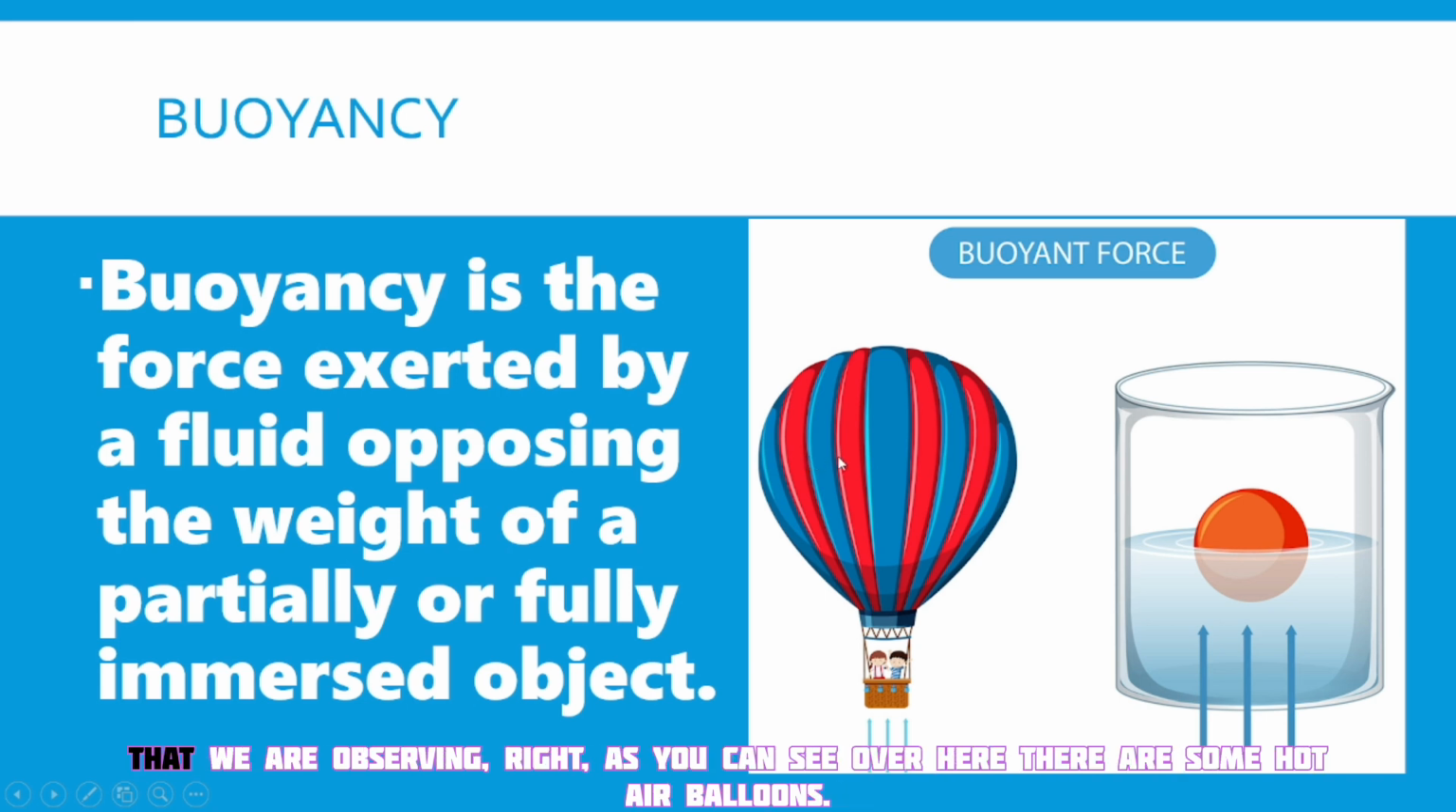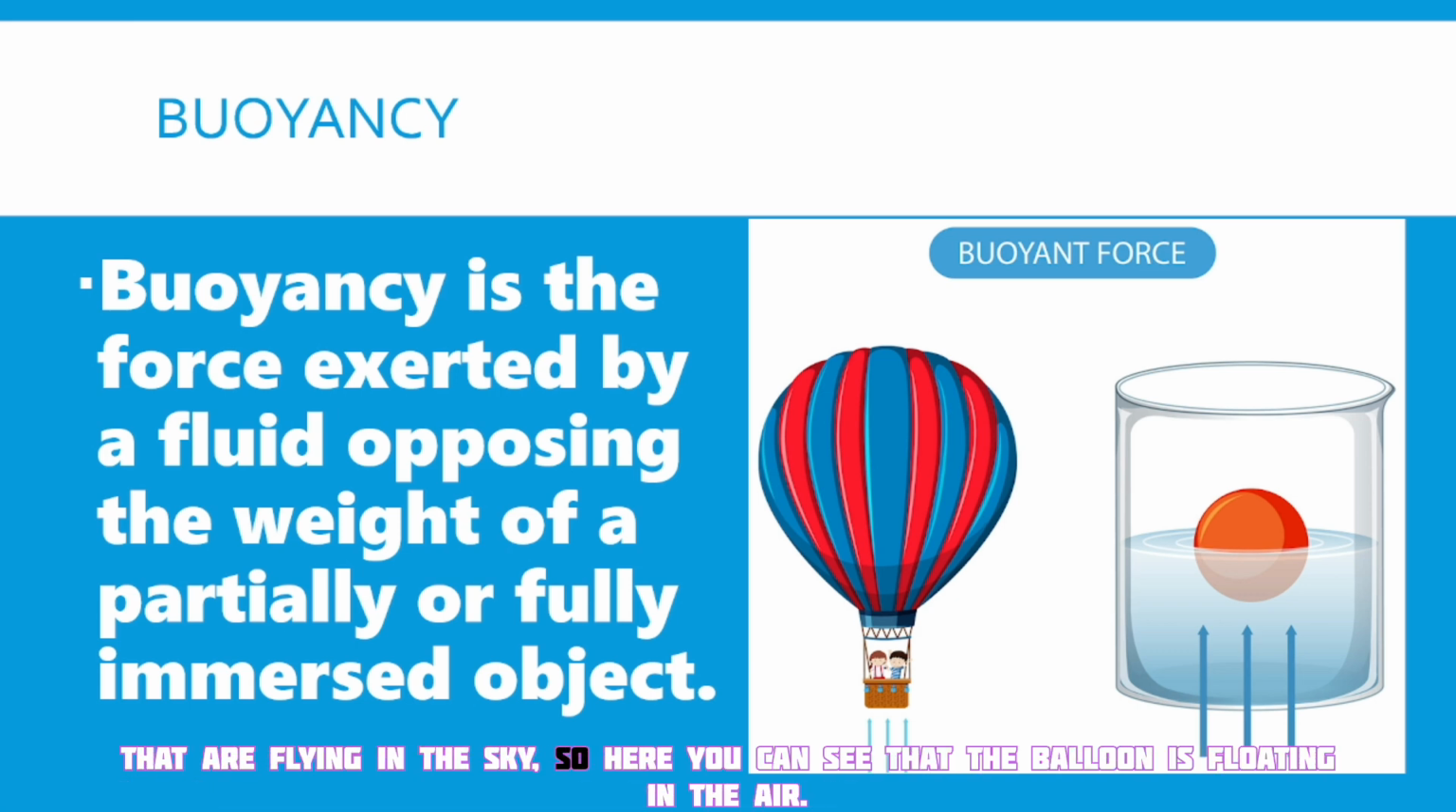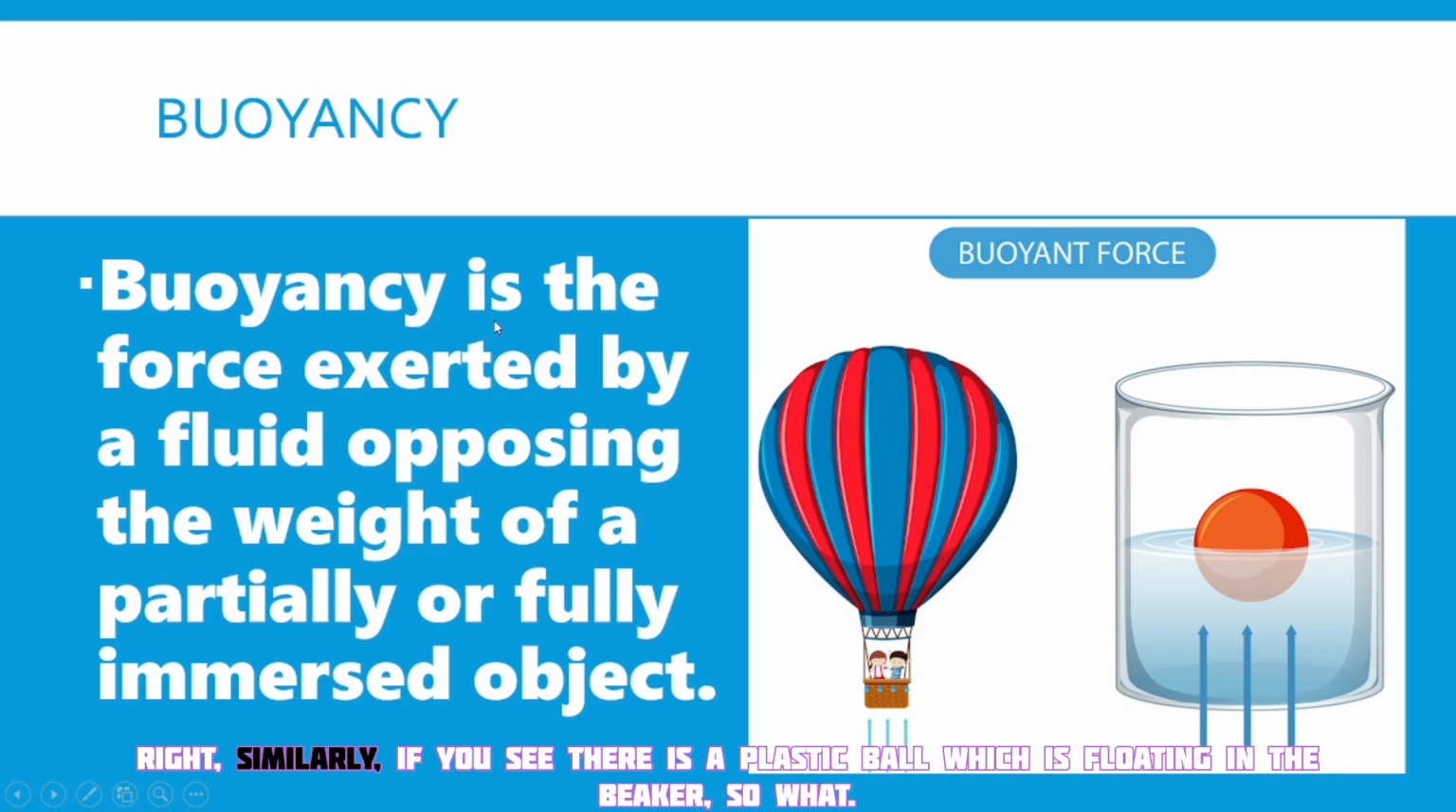As you can see over here, there are some hot air balloons flying in the sky. So here you can see that the balloon is floating in the air, right? In the same way, there is a plastic ball which is floating in the beaker. So what is the meaning of buoyancy? What is the scientific definition for buoyancy?